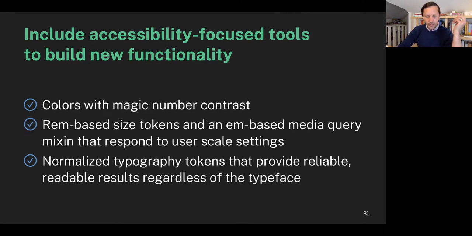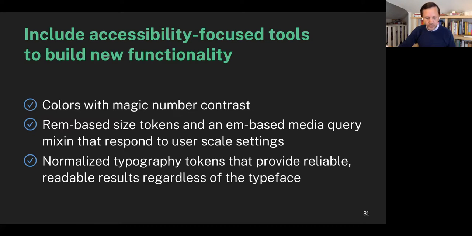Slide 31. We include accessibility-focused tools to build new functionality. Because part of what the design system is here to do is not just to provide the default components that we do have, but to build new things. The design language that we ship with the design system is built for building. So we want to be sure that we build tools into the design language and into the process of compiling that work to help keep accessibility in mind.